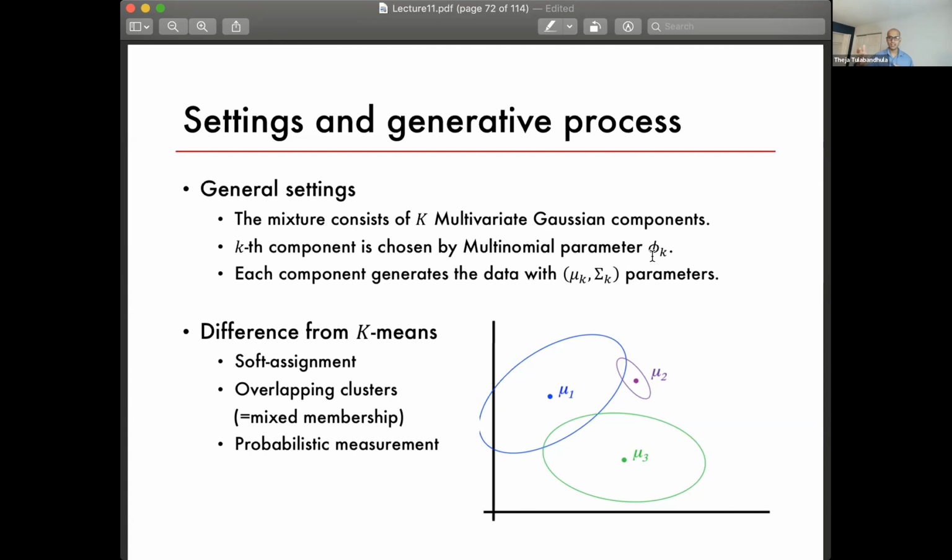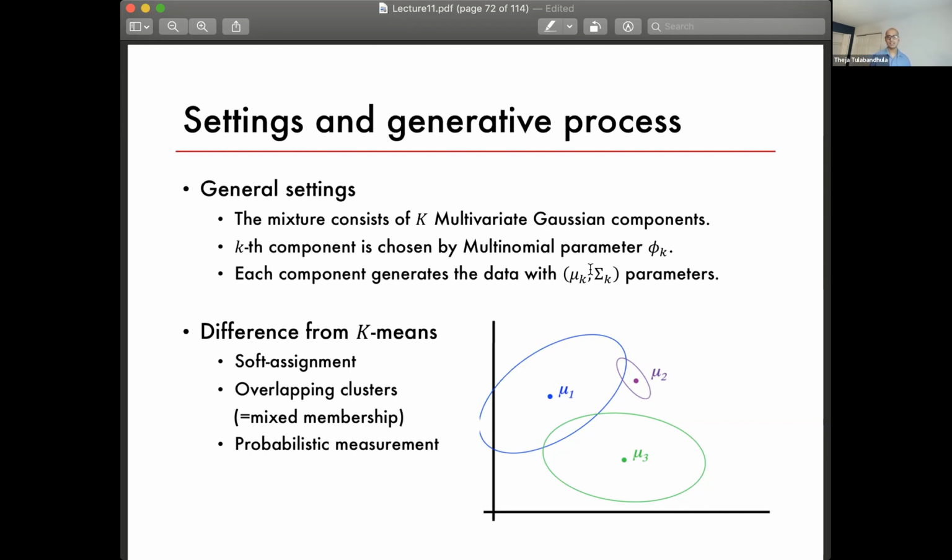Okay, it'll say, hey, component 1, component 2, component k. Once we know which component is realized, then from that component we generate a data point. So first you get a sample from the multinomial, it will be a number between 1 and k. Let's say the number is 3, then you go to the third Gaussian component and draw a sample. The third Gaussian component will have its own mean and covariance, so mu k and sigma k. So that's the generative process.